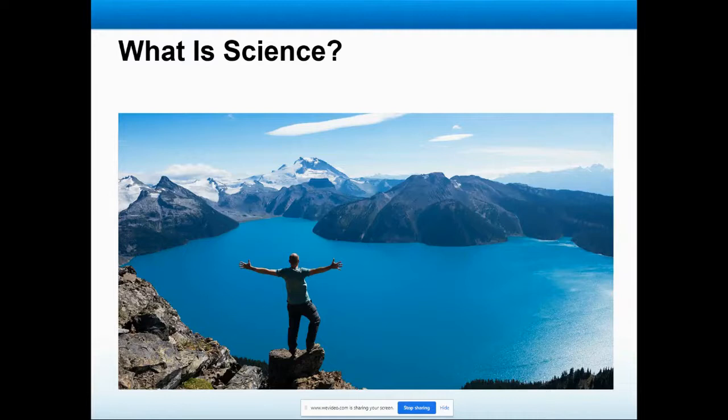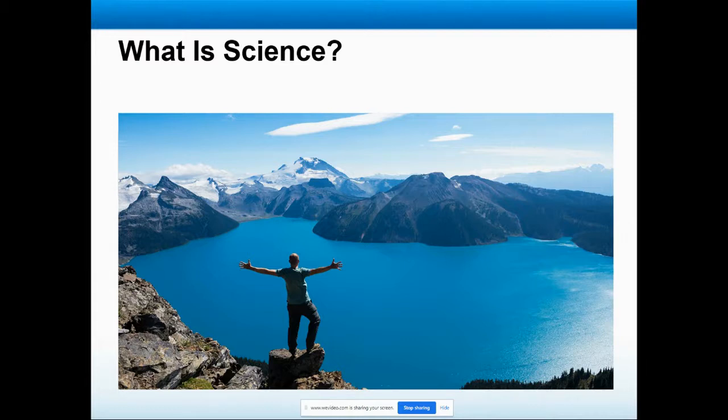Today's lesson is called What is Science? We're going to talk about what science is and what science isn't. Scientists have an ongoing goal to try to explain the things that we observe in our world. And scientists discover new information about our world all the time, but of course, they can't answer every single question.